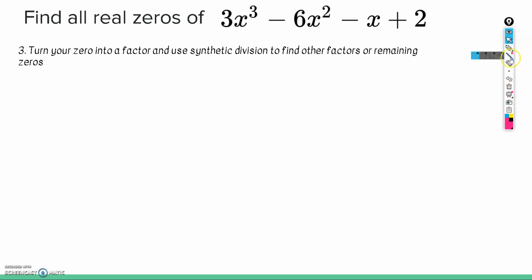So, step 3, turn your 0 into a factor and use synthetic division to find other factors of remaining zeros. So we found that x equals 2 is a 0, which implies that x minus 2 is a factor. Okay, if we have one factor, can we find other factors? Yes, we can. We can do it with synthetic division.